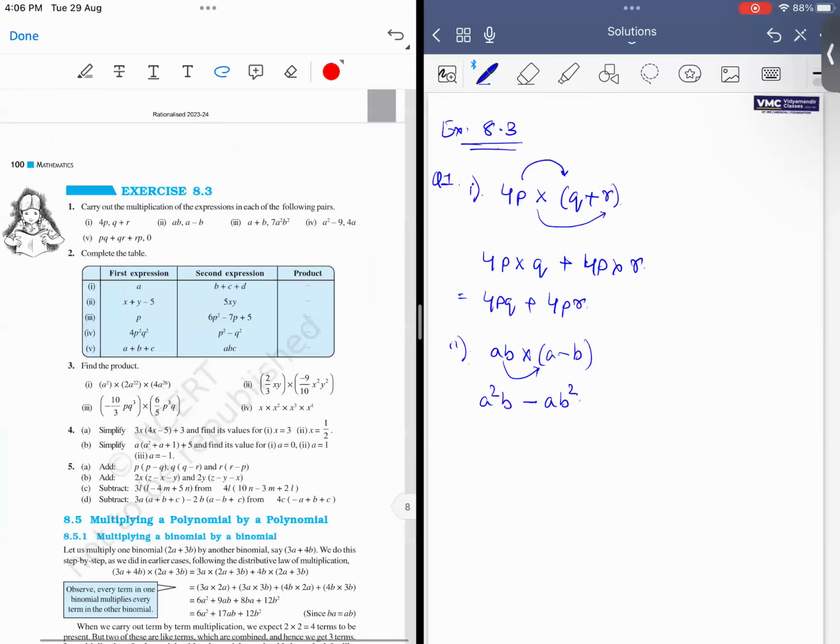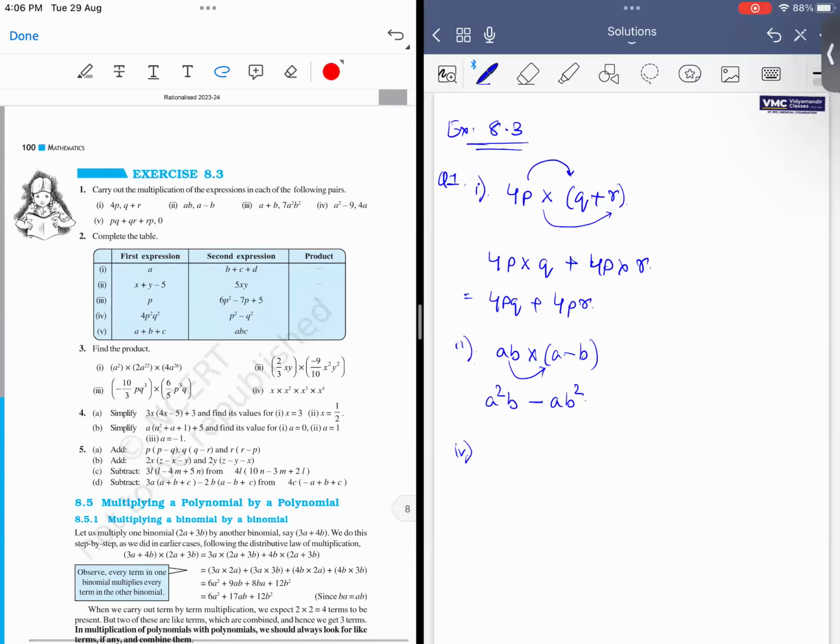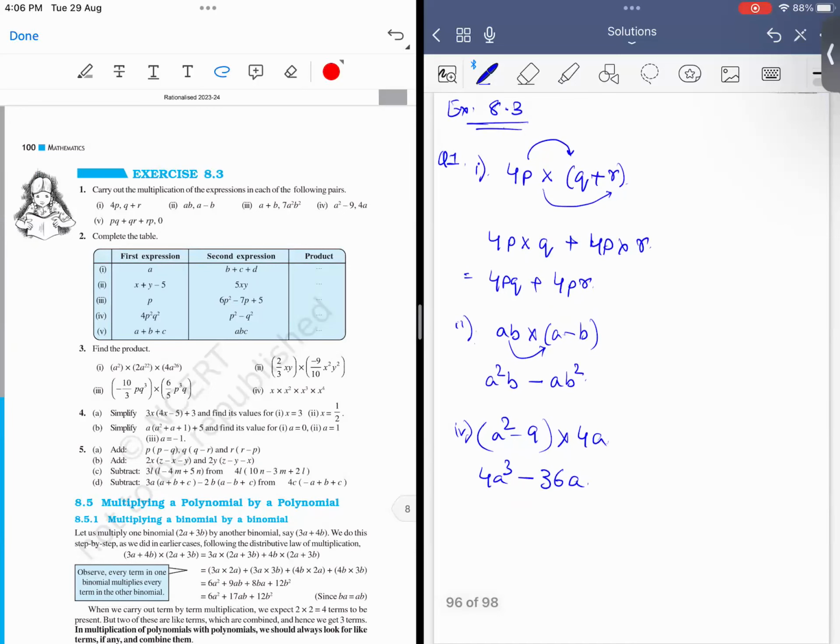Fourth one I'm doing. (a square minus 9) into 4a. So each of the terms inside this bracket will be multiplied to 4a. So a square into 4a will be what? 4a cube minus 9 into 4a is 36a. That we do. Now this question number second, complete the table.